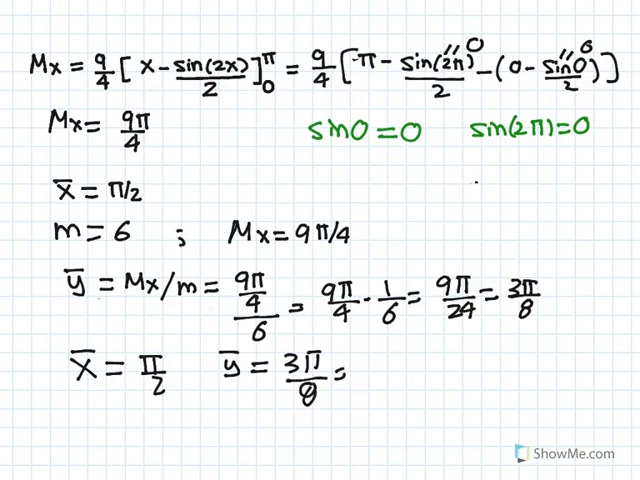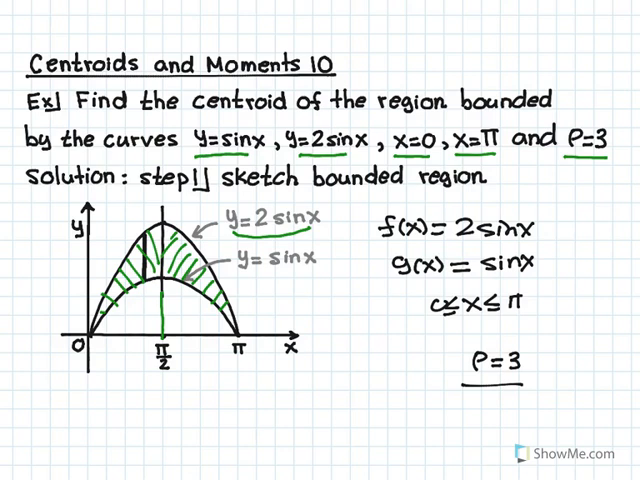If we decimalize this, let me put this into a calculator. 3 times pi divided by 8 is 1.18. So if we look at the diagram, we can see that makes sense. Let's go back to page 1, and you can see on the diagram x bar is pi/2 and y bar is 1.18. Well, this is 1 here, this is 2 here, 1.18 is roughly about here. So x bar is pi/2 and y bar is 1.18. This is the centroid of the region.